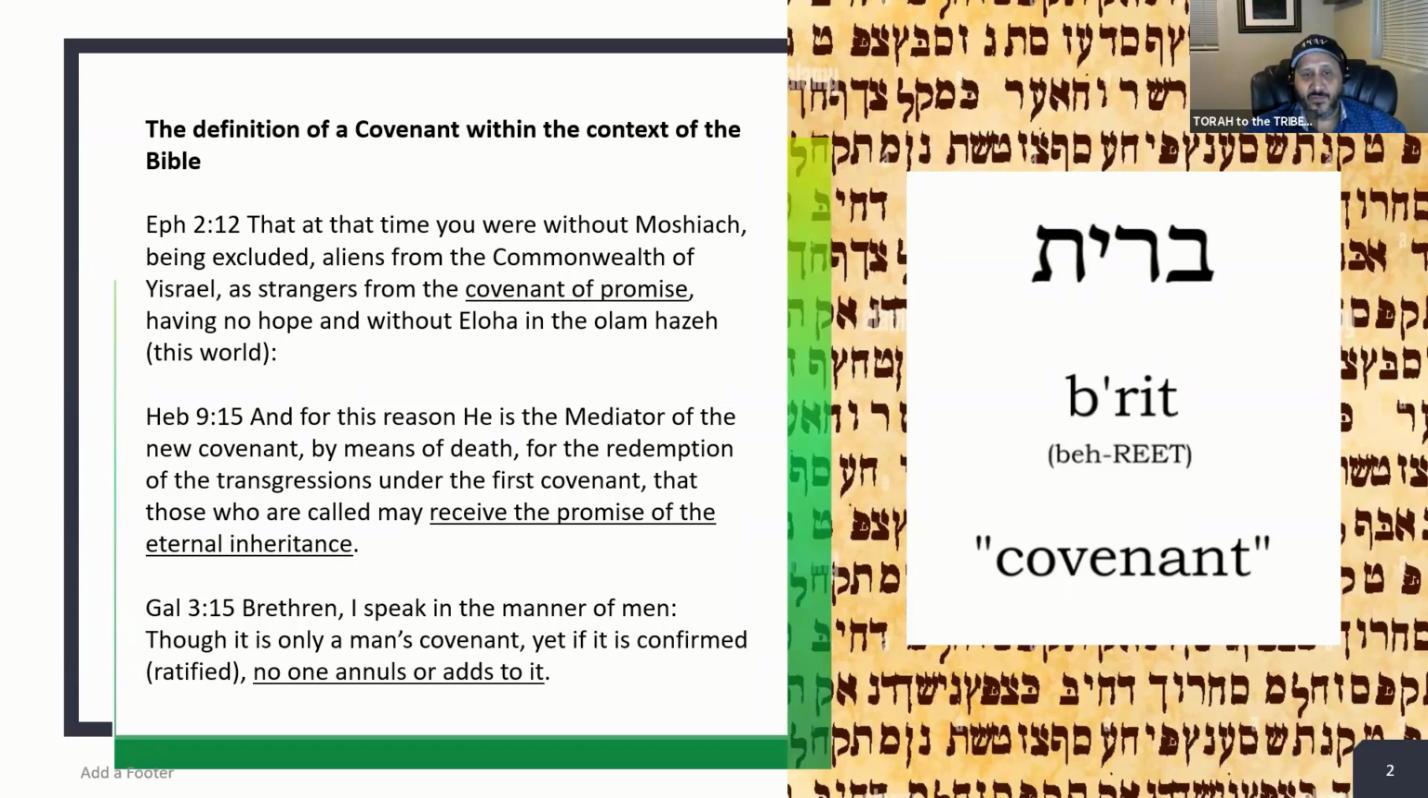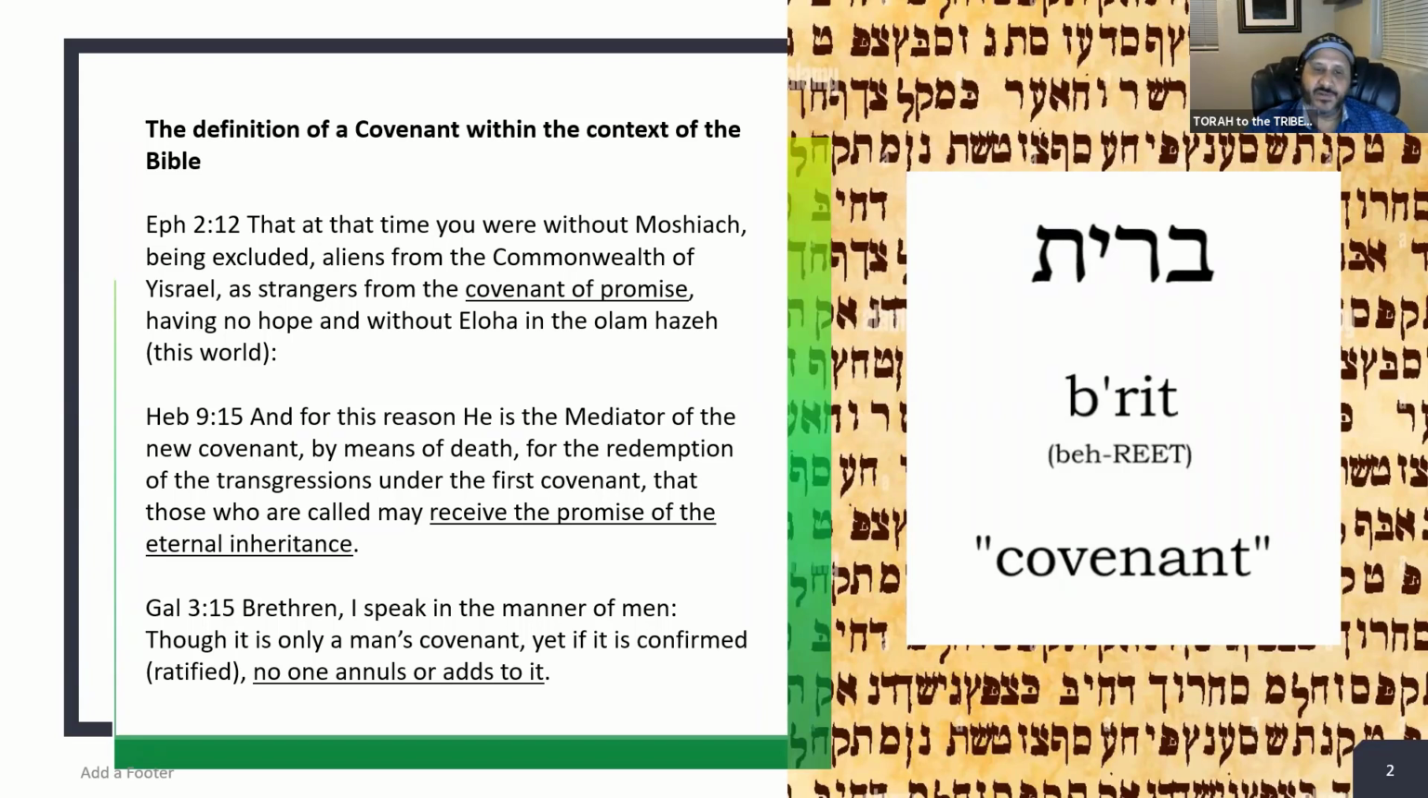I'll also read another place where we can find in context what this word means, Hebrews 9:15. And for this reason, he is the mediator of the new covenant by means of death, for the redemption of transgression under the first covenant, that those who are called may receive the promise of eternal inheritance. So we see here that the death of Messiah paid the death penalty attached to the first covenant from Genesis 15, allowing those who are called from the two houses to reconnect back to Genesis 12 through the new covenant.